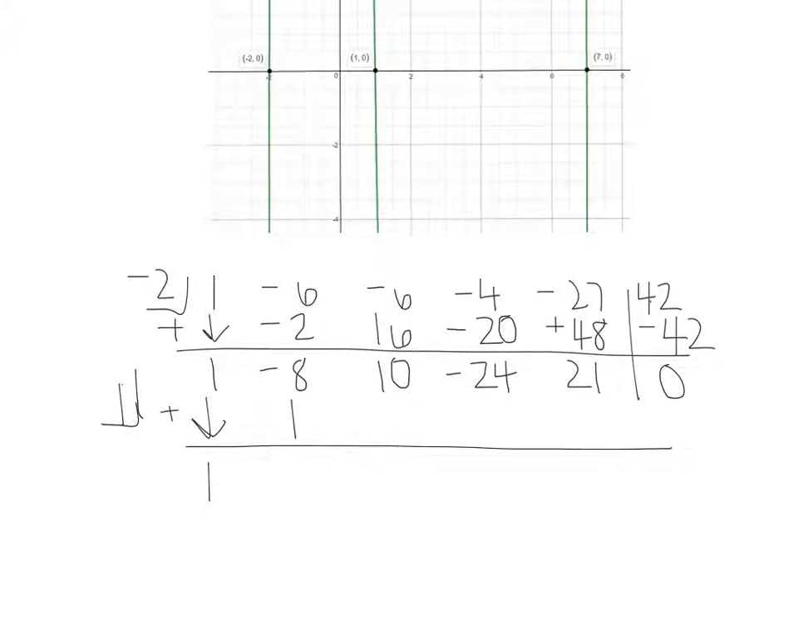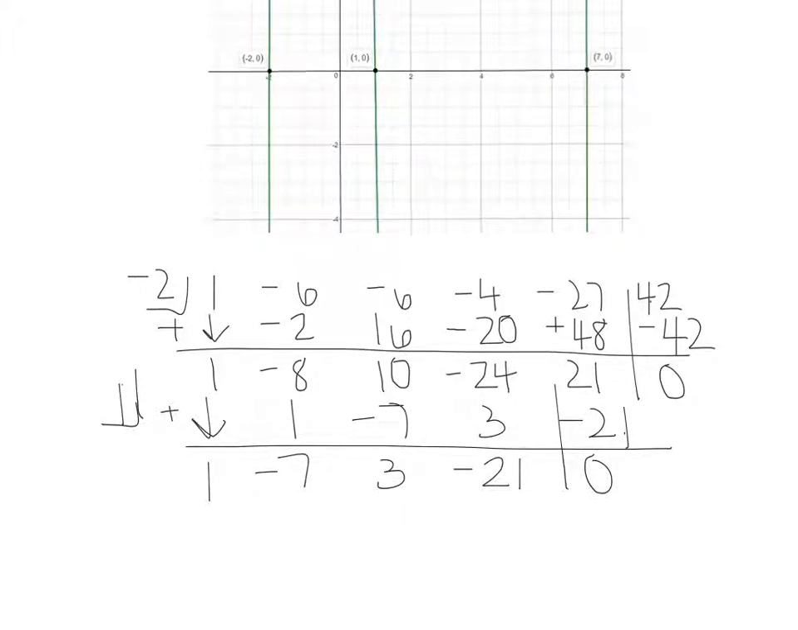-8 plus 1 is -7. -7 times 1 is -7. 10 plus -7 is 3. 3 times 1 is 3. -24 plus 3 is -21. -21 times 1 is -21. We have a remainder of 0 again. And again, I can just keep going to get my quadratic.